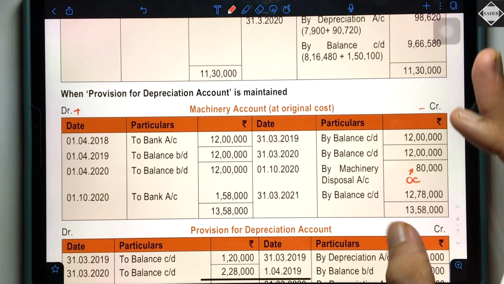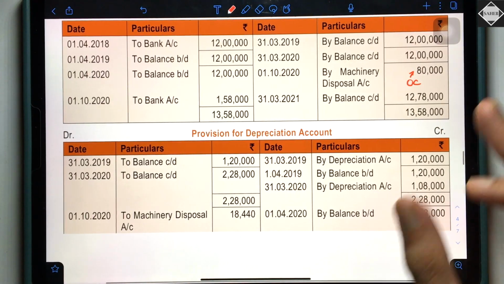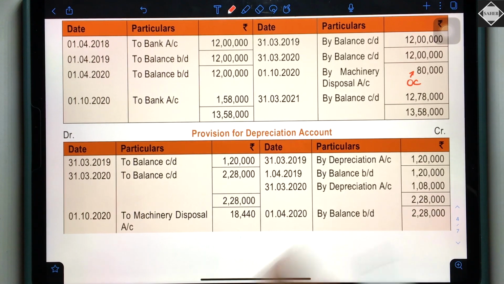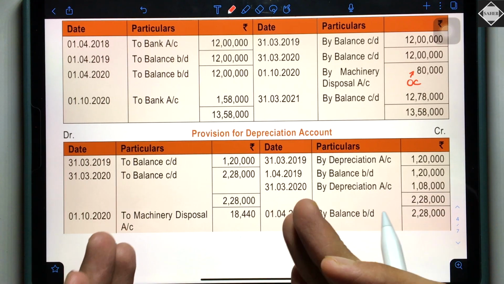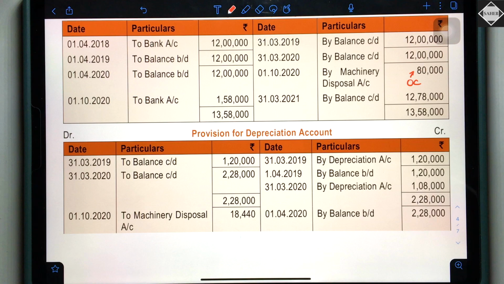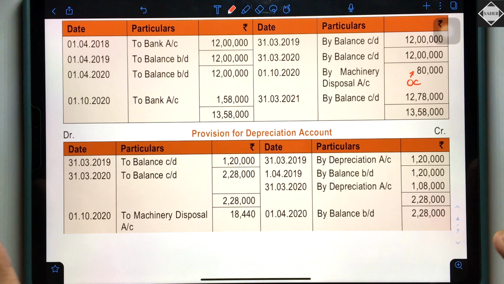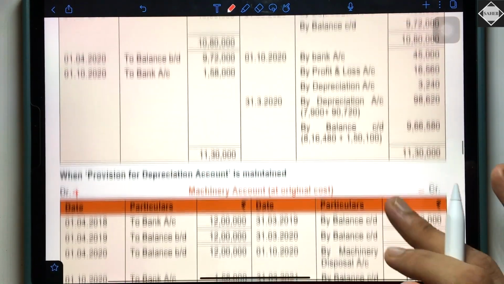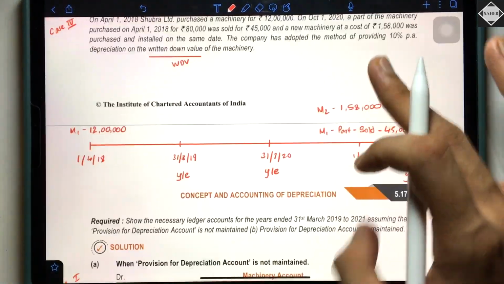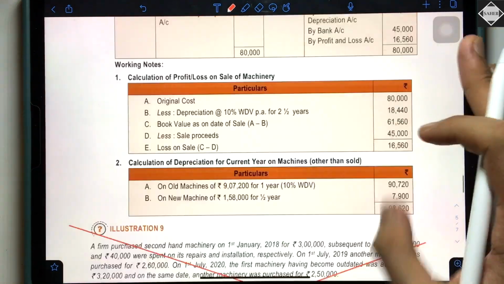It's over. Now let's see provision for depreciation account. In provision for depreciation account, what happens? You charge the depreciation over here, and it keeps on getting accumulated, keeps getting combined as time passes. You do not finish off the provision for depreciation. No, it gets accumulated. Is it clear? Yes. So in the first year you had to charge the entire year's depreciation. Let's go to our working note.